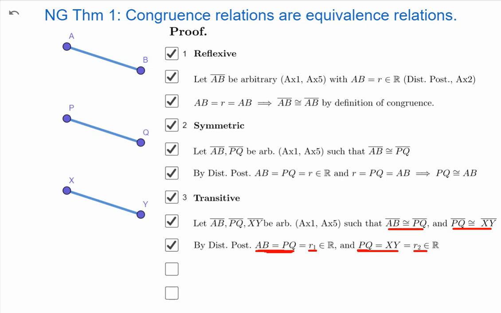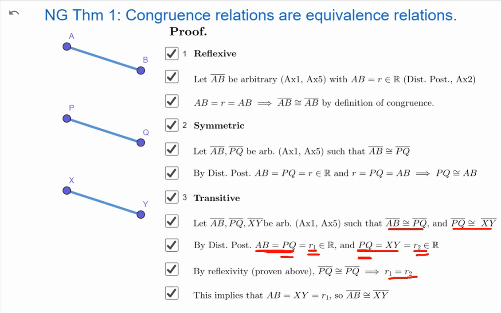R sub 2, that is the same as the distance from P to Q and from X to Y. I think you can see where we're going here: we have the reflexive property of congruence, so we know that PQ is congruent to PQ. If the distance PQ is equal to R1 and the distance PQ is equal to R2, then R1 and R2 are equal to each other. We knew that AB was equal to R1, but because R1 is equal to R2, now we know that XY also equals this real number. Therefore, the segments AB and XY must be congruent. And that completes the proof.